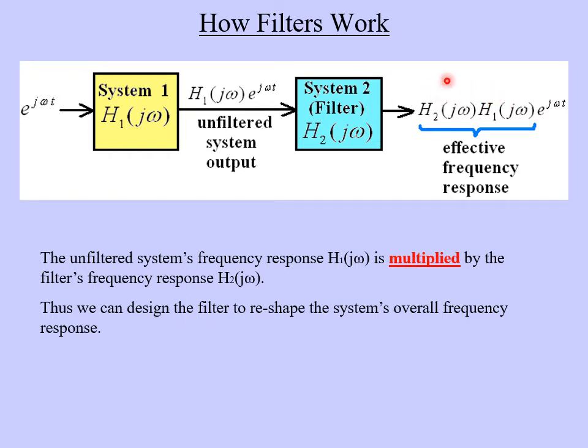The two frequency responses are multiplied together, and then of course here is the original input signal e to the j omega t, which went in way over here. So we see that the unfiltered system's frequency response H1 of j omega is multiplied by the filter's frequency response H2 of j omega. Therefore, we can design the filter to reshape the system's overall frequency response.